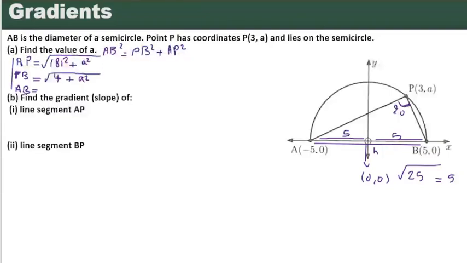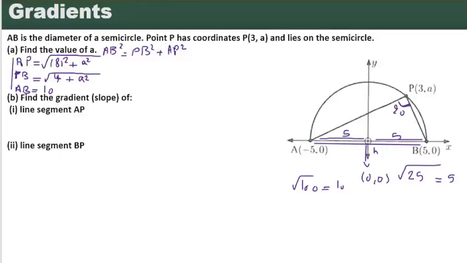But I can also find this distance directly: 5 minus negative 5 to the power of 2, which is 10 to the power of 2, which is 100, and 0 minus 0 to the power of 2, which is 0. So the square root of 100 gives me 10. So I will write it here. AB is 10.